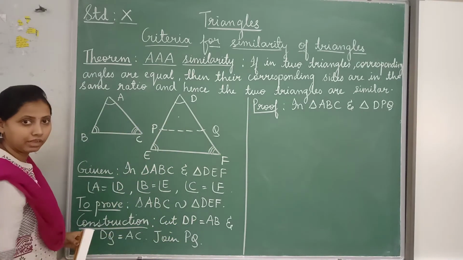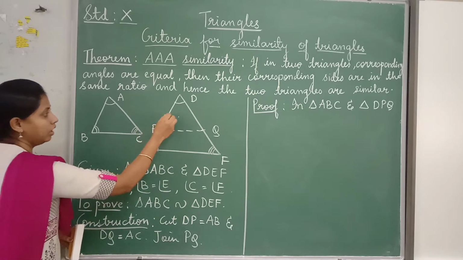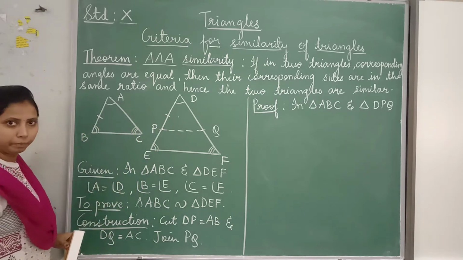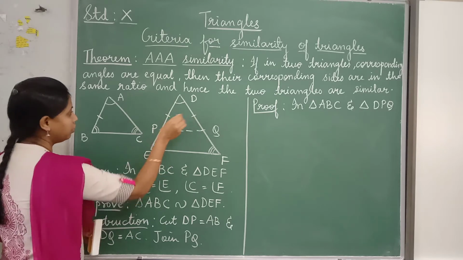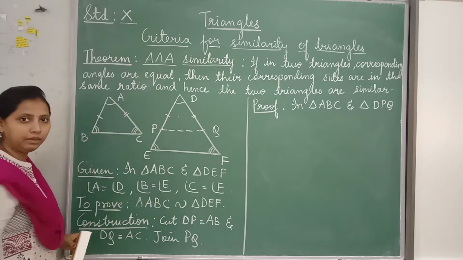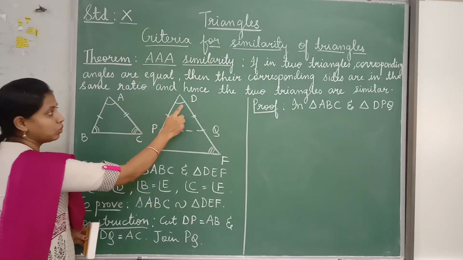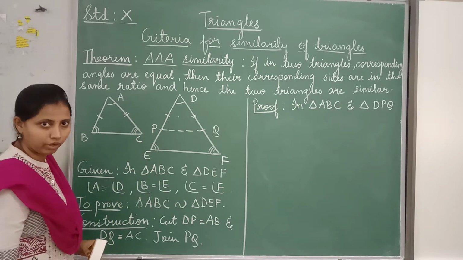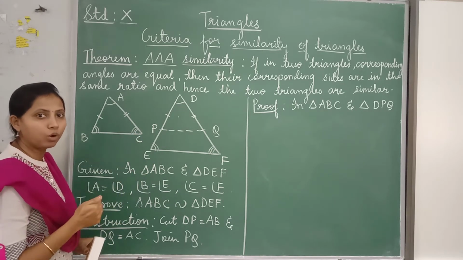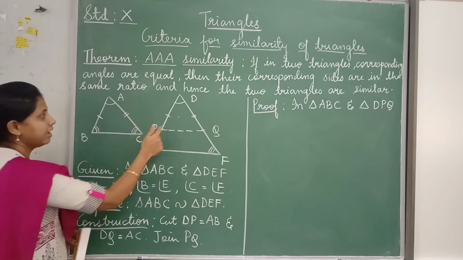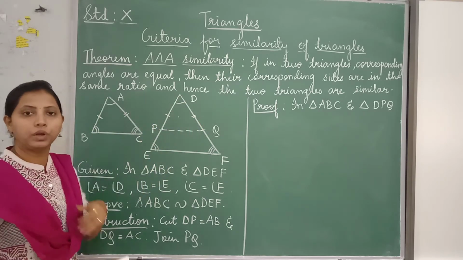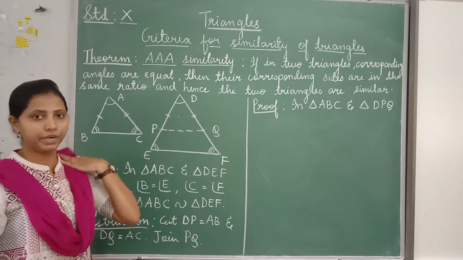Yes, construction. See, with the construction we have drawn DP equal to AB and we have drawn DQ equals to AC, and angle A is equal to angle D is given. So by which postulate are they congruent to each other? SAS. By SAS postulate the two triangles are congruent to each other.